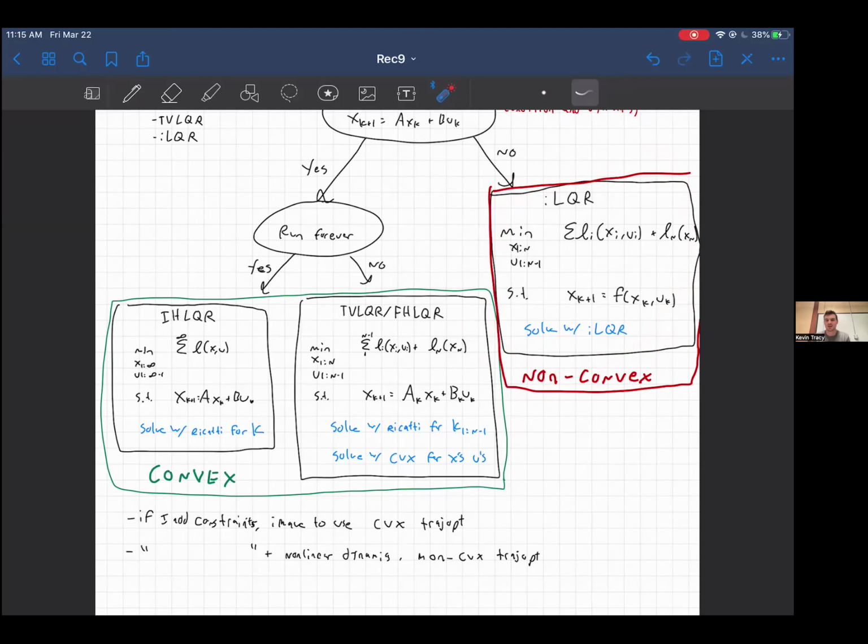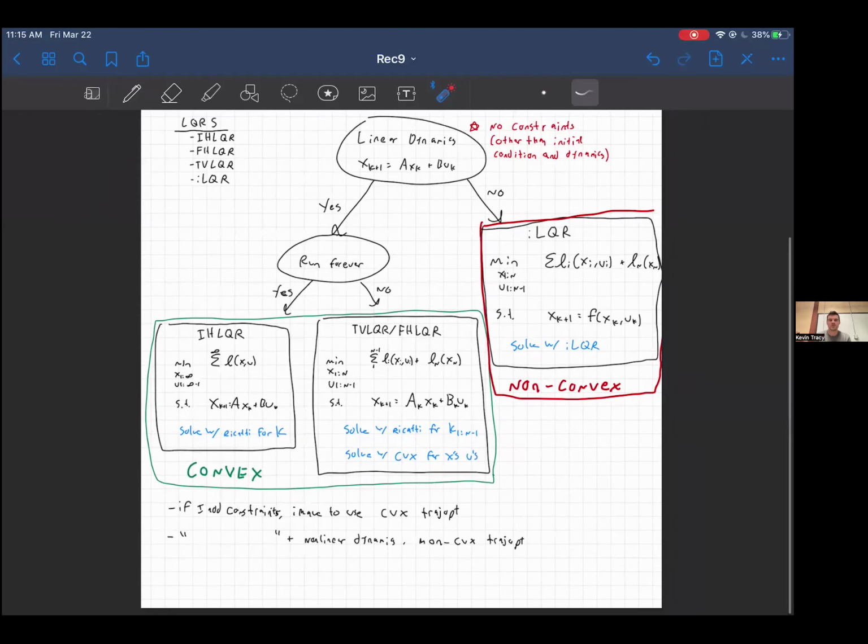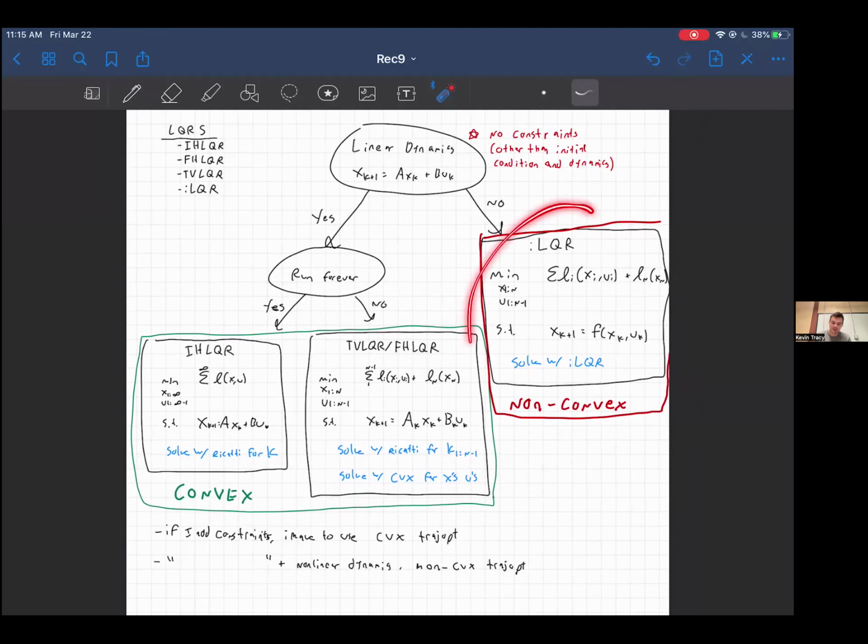The dynamics get expanded to first order, and the cost gets expanded to second order. But right now, I'm not talking about how these problems are solved. I'm mainly just talking about when to use what. But yes, you're right. Inside the LQR solver, we are doing a bunch of linearization. And this is true with everything.